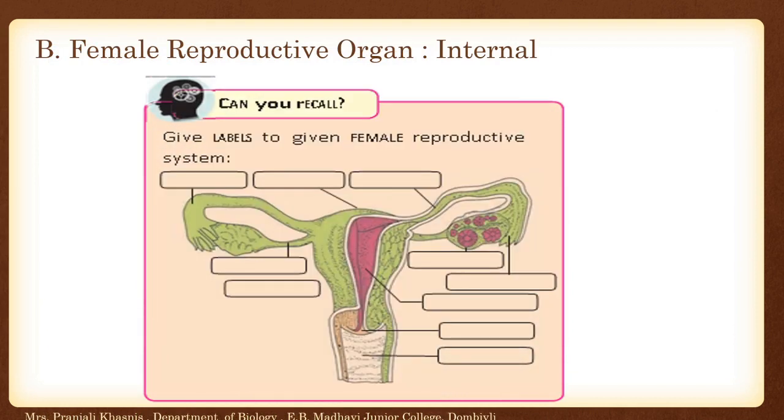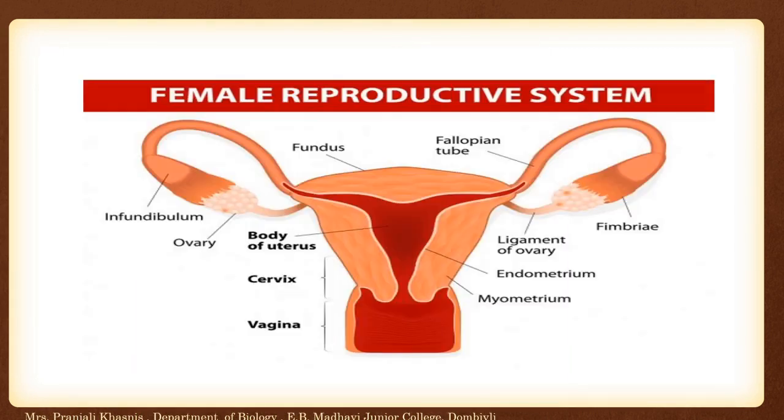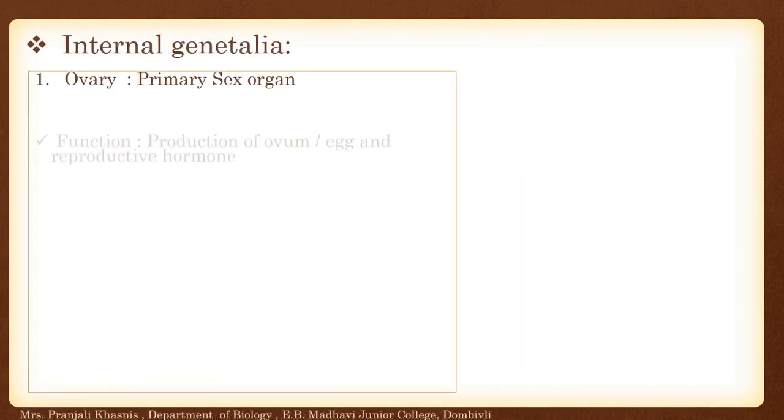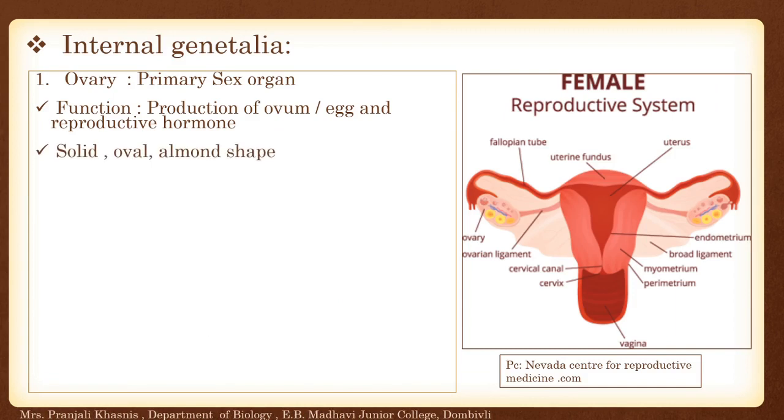Let us move ahead to the internal structure. This part we have already discussed in the class. The female reproductive system, internal genitalia. Let us start.